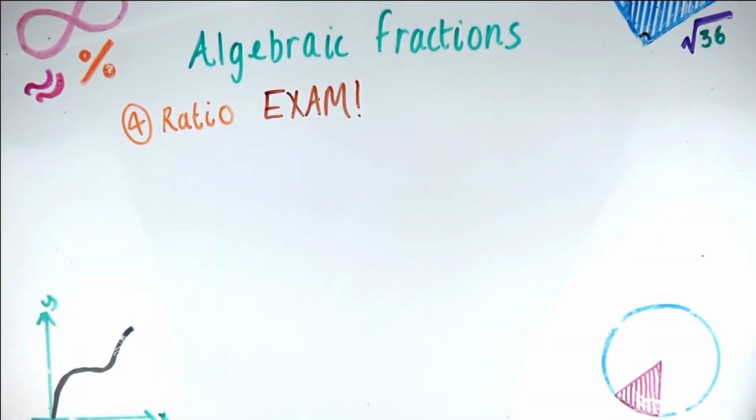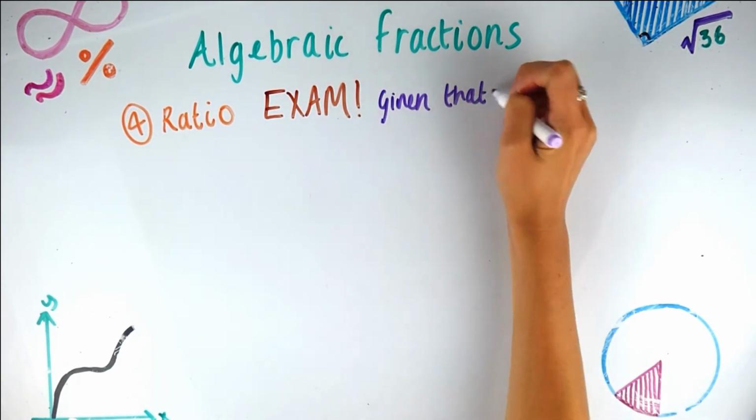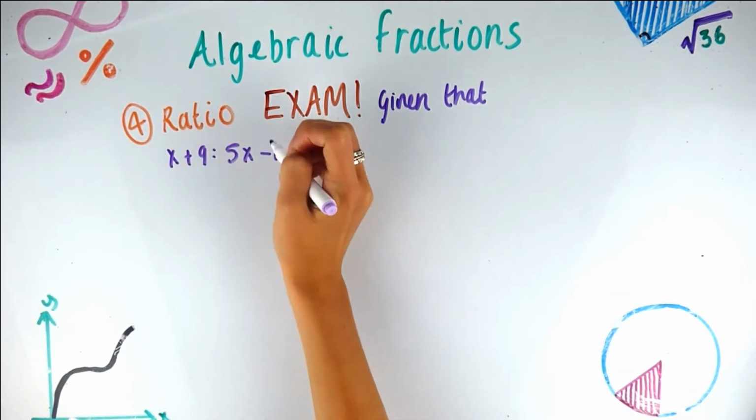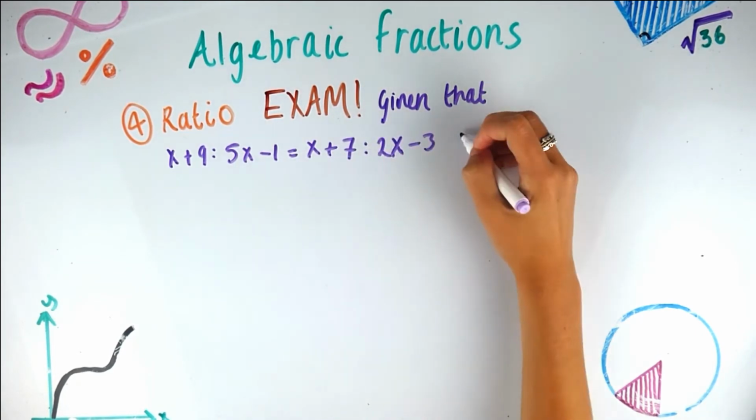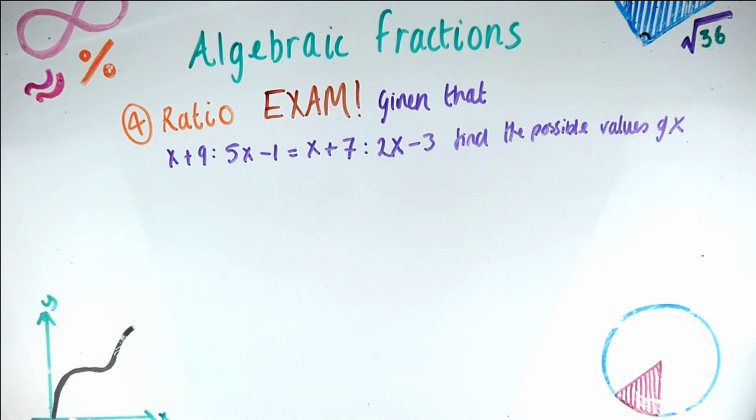So the fourth type of algebraic fraction was the ratio question, so I'm just going to write one out now. Okay, so we have: given that x plus 9 to 5x minus 1 is equal to x plus 7 to 2x minus 3, find the possible values of x.